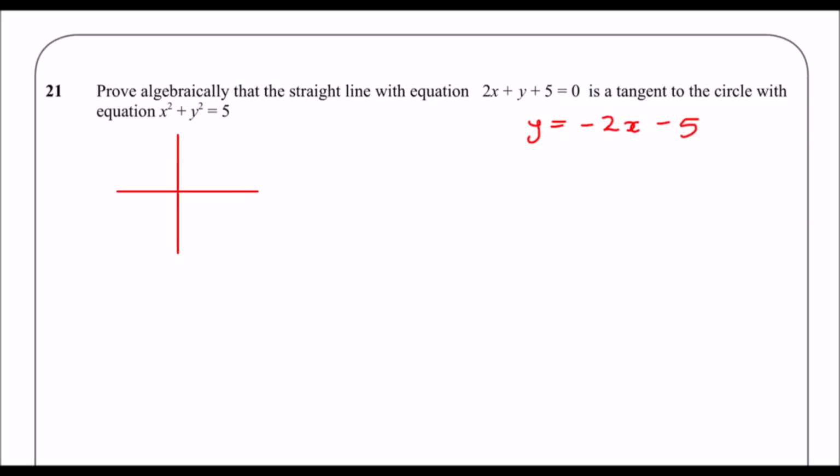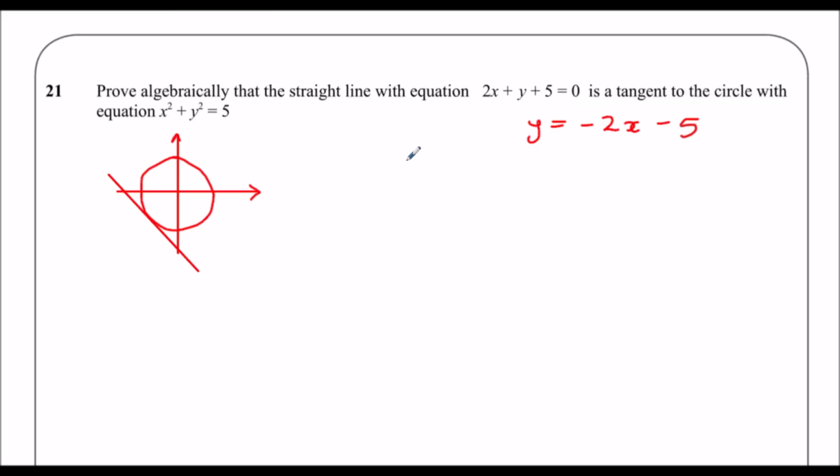So we've got a circle, which is x squared plus y squared equals the radius squared. So we know the radius of the circle is, well, square root 5, which is just over 2. So we've got a circle, and this line's got equation minus 2x minus 5. So it's got a negative gradient, so it's going down, and a y-intercept of -5. So it's something like this. So it's a tangent, which means it just touches the circle.